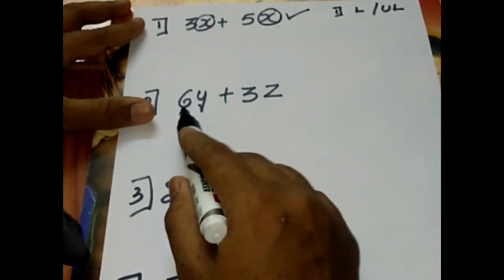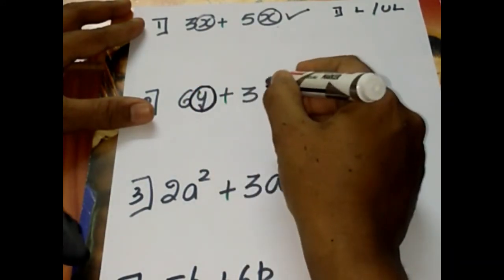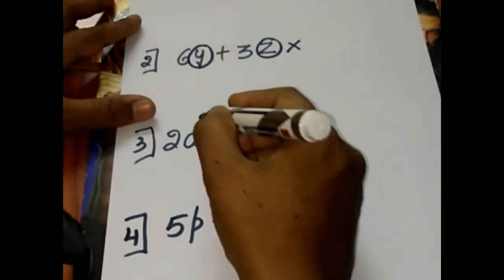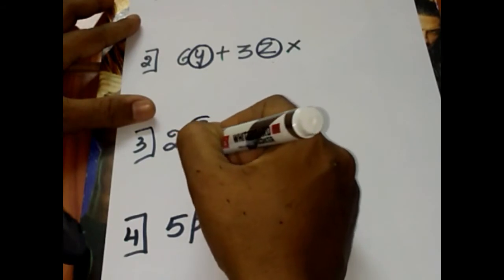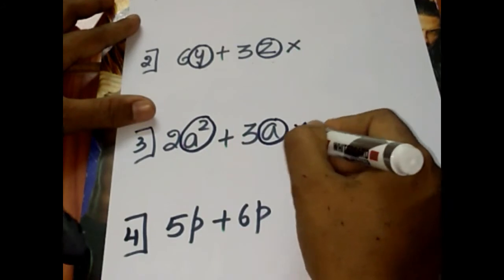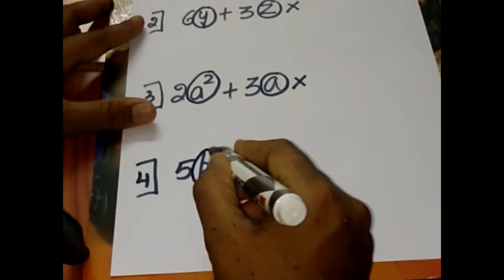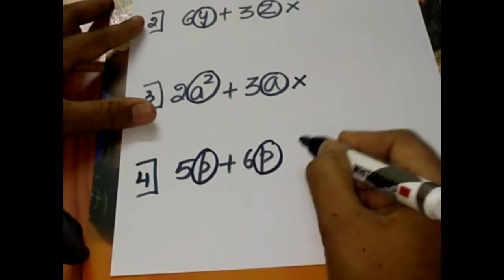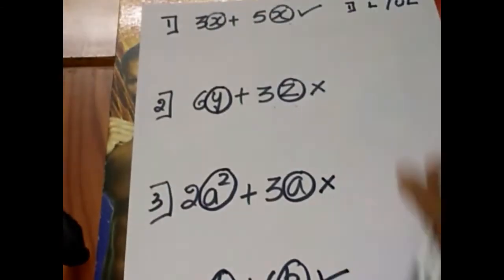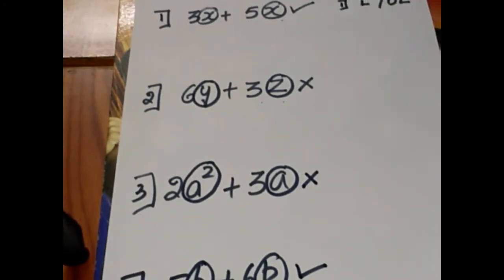Second example, 6y plus 3z. Observe the algebraic variables y and z. They are unlike terms. In the third example, a square and a, even though the variable a is the same, the powers are not the same, so they are unlike terms. In the fourth example, the variables are p and p, both are the same, they are like terms. So I hope that now you are able to identify what we mean by like terms and unlike terms. Let's discuss the steps to be followed.